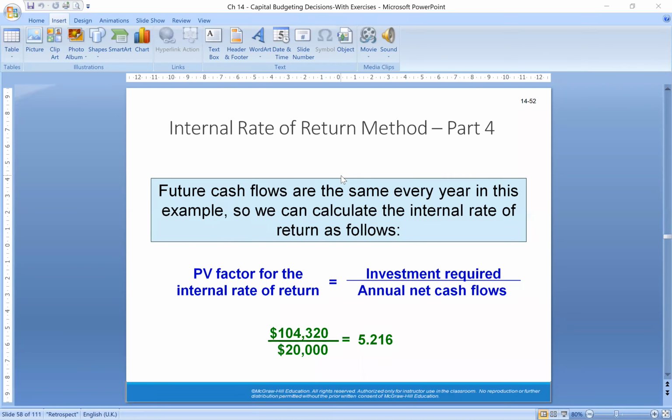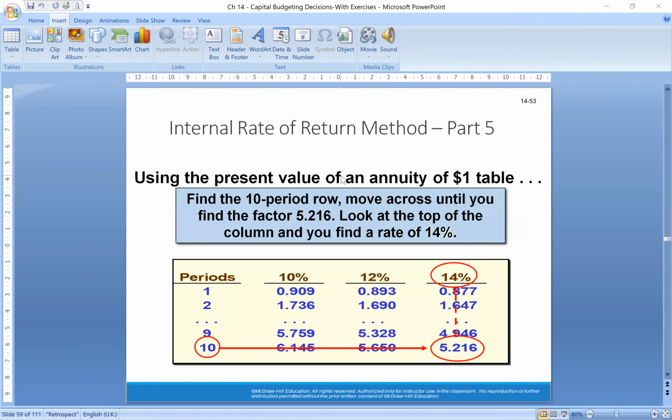Now, this number should be found in the tables in order to know the rate of return, which is the opposite of the net present value. The number that we calculate should be extracted from the tables. If you look to the table for the 10 periods given in the question, the 5.216 will be found under the 14%. So the 14% will be the internal rate of return.